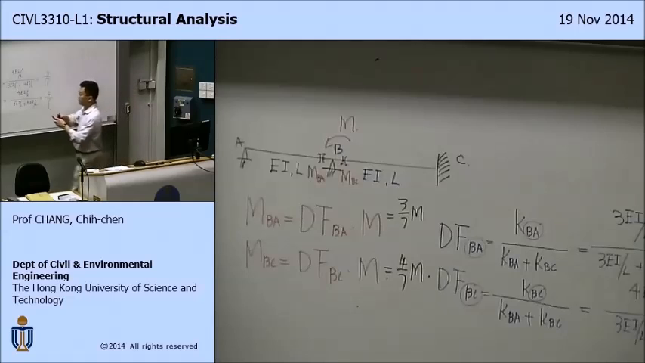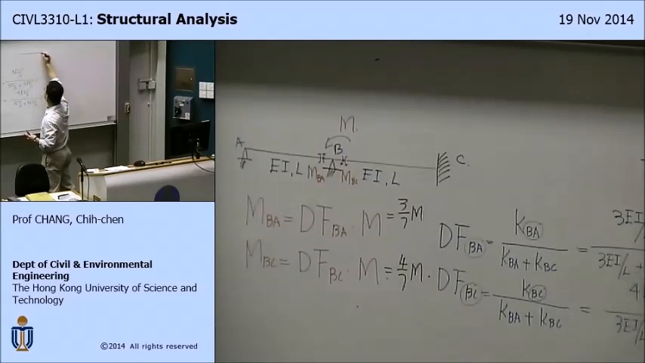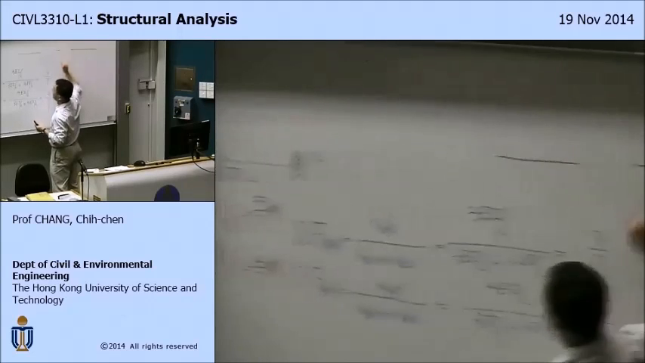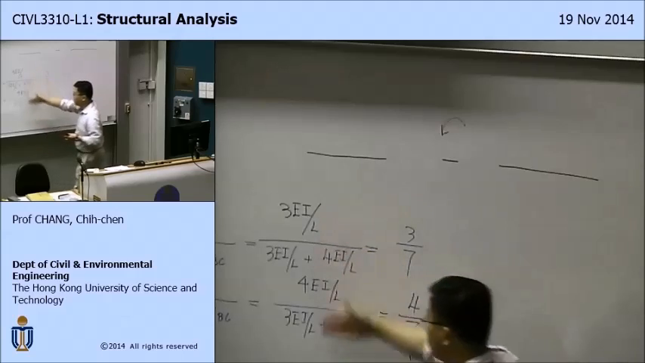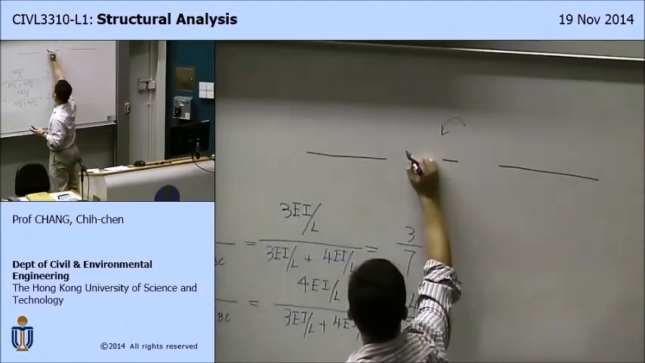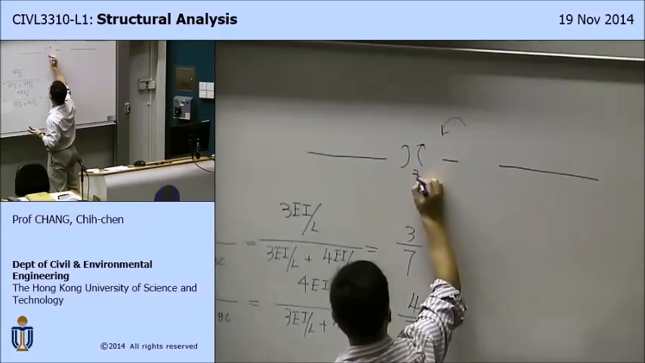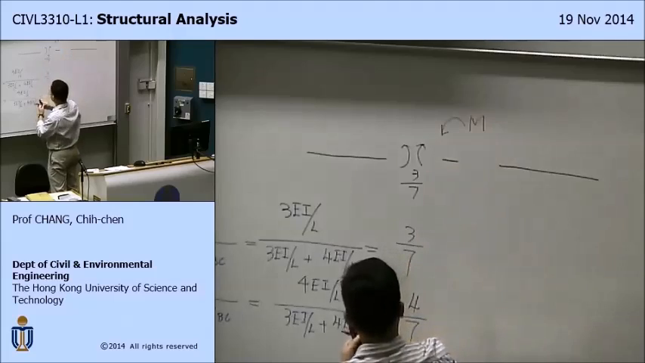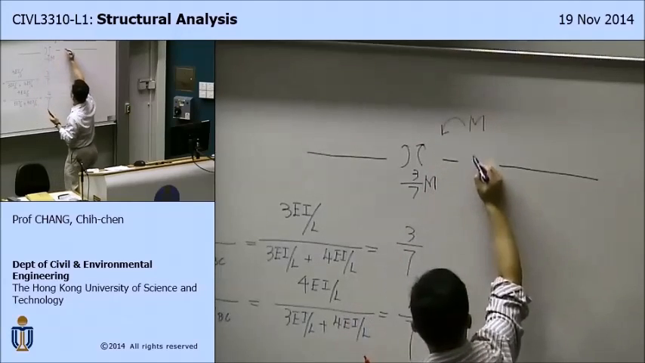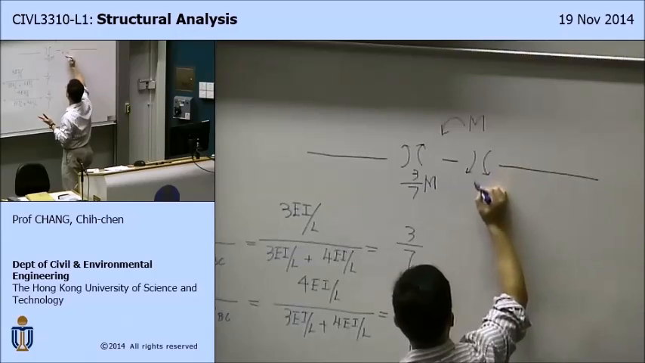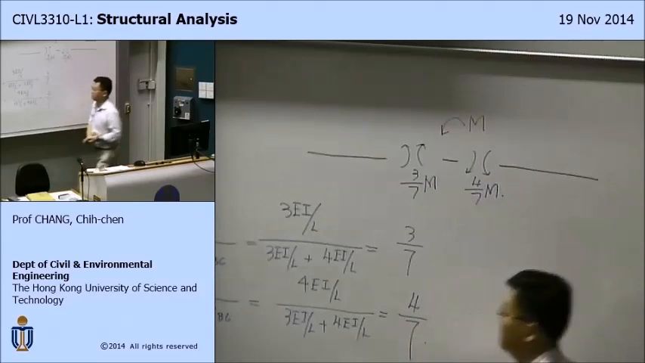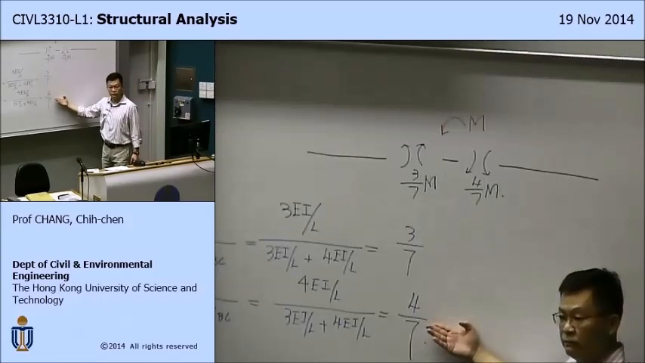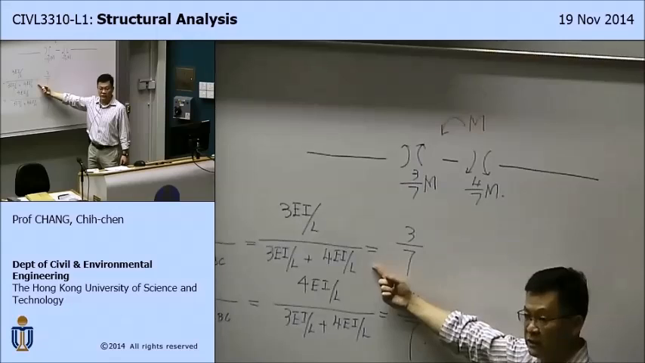OK? So this is what we got. I have an external moment applied here, and I go through the distribution factors. I calculate this, and I calculate this. So during the calculations, I don't see rotation angle. I directly go for the distribution factors.